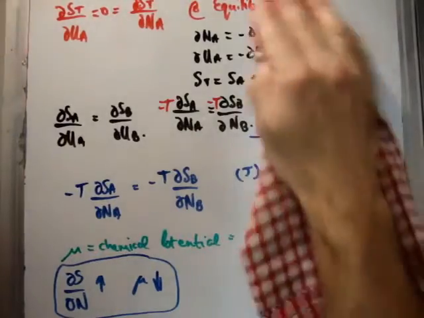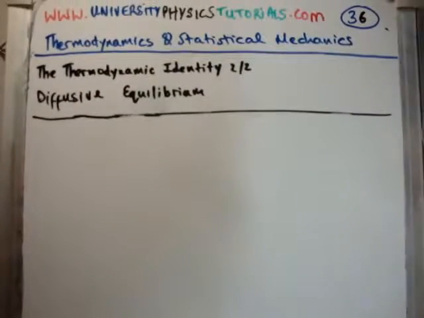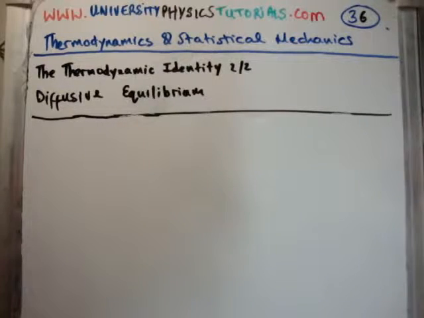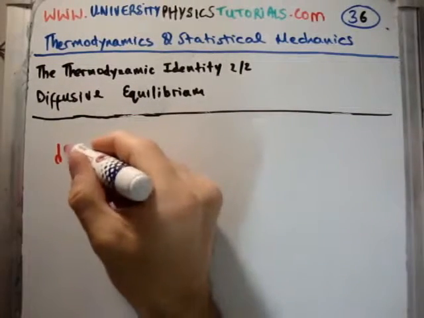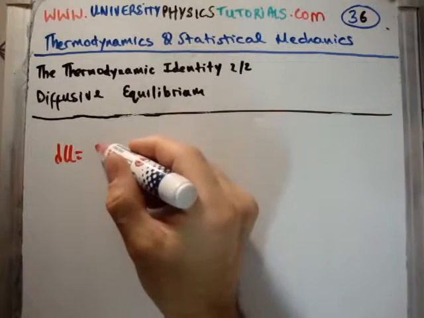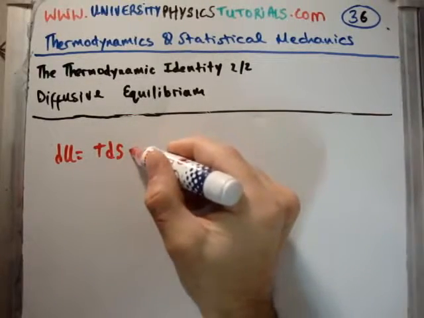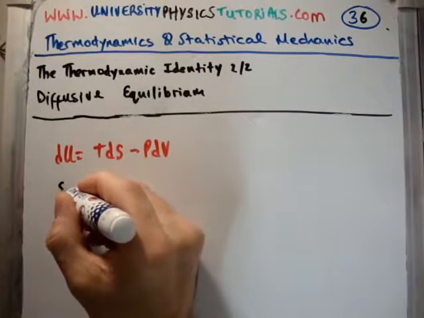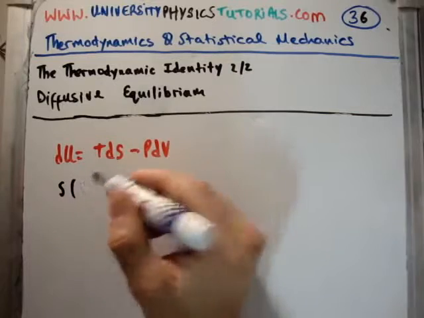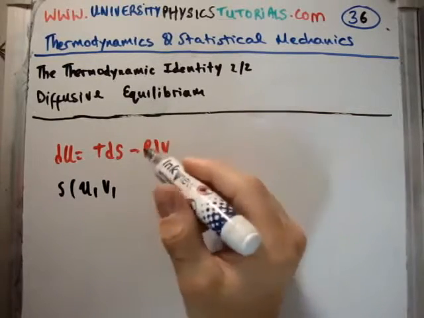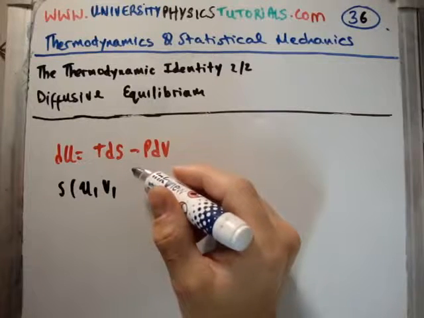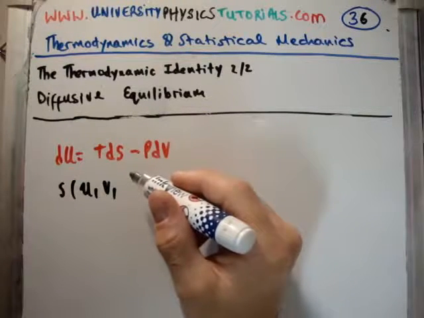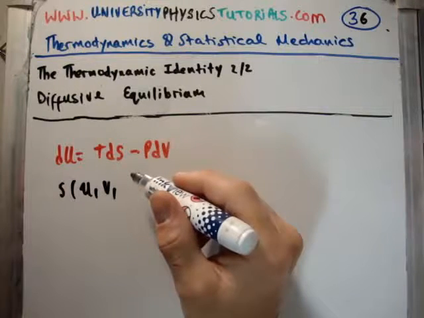Okay, so finally, let's put it all together and get the overall thermodynamic identity. So in the previous video, what we saw is that the infinitesimal change in the internal energy could be written as the temperature times the change in entropy minus pressure times the change in volume. This time, of course, we're going to follow the same argument. This time, entropy is a function of internal energy, volume, and the number of particles, of course.